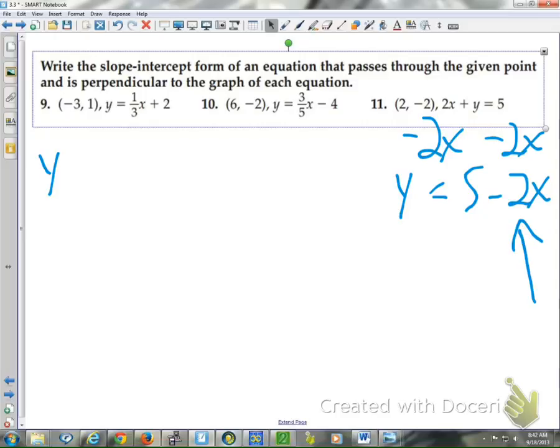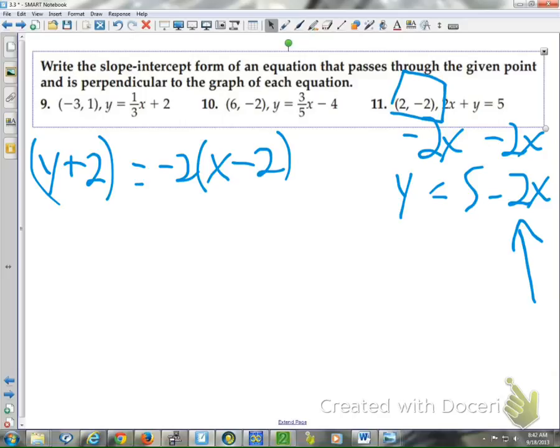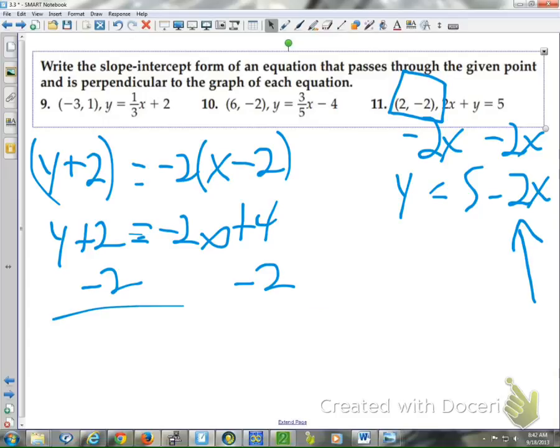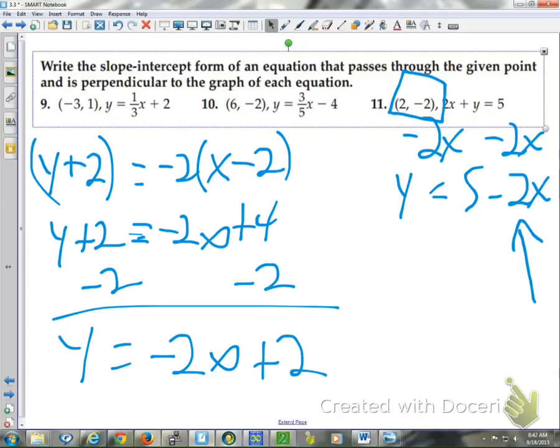So y minus -2 equals your slope times x minus 2. And again, that point's coming from right here. And now you just solve for y. y plus 2 equals -2x plus 4. Subtract 2. And that's y equals -2x plus 2.